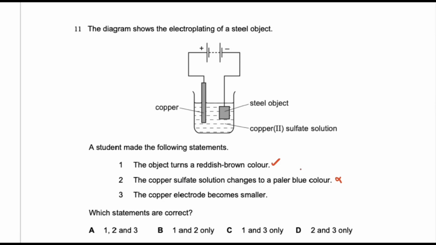If number two is wrong, then we know the answer already from the choices here. So if number two is wrong, C. So number three is correct. So let's take a look. The copper electrode becomes smaller, which is correct. This is the anode. Anode becomes thinner, so becomes smaller. C, correct.